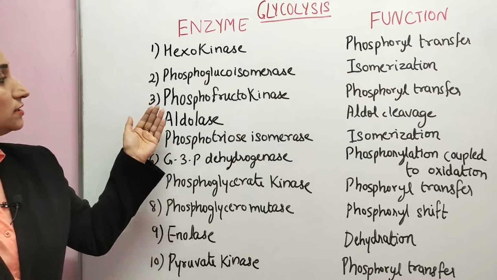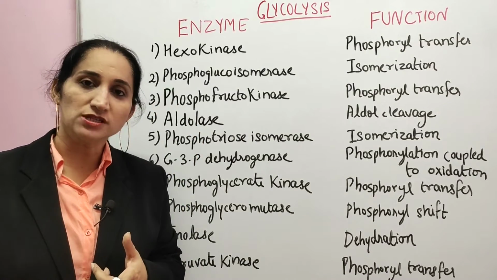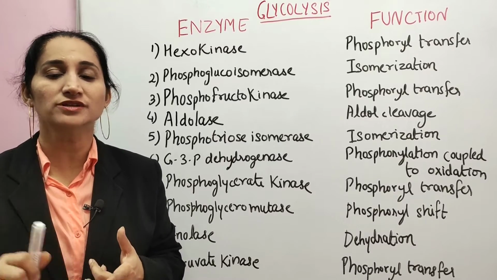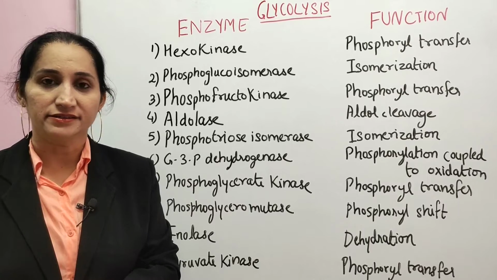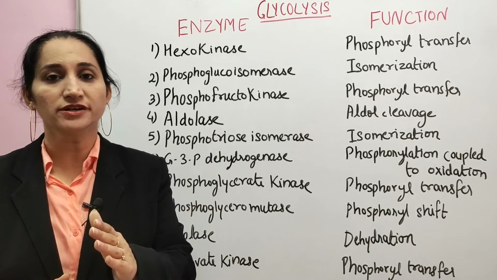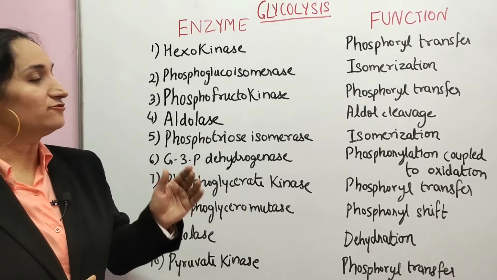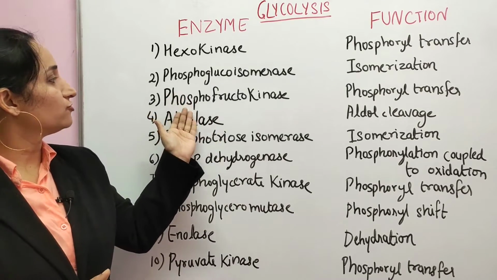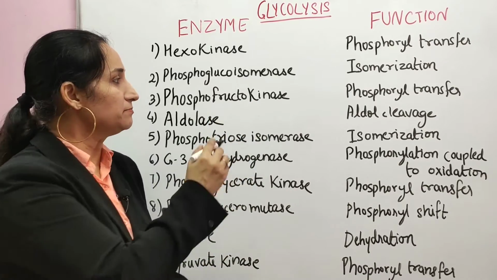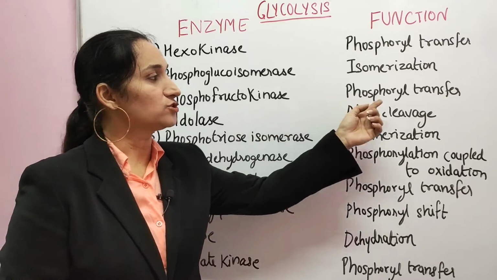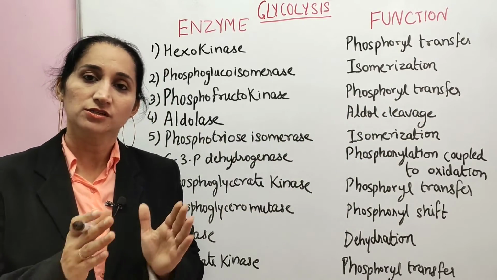Now let us move to the third enzyme. In glycolysis, the third step was fructose 6-phosphate being converted into fructose 1,6-bisphosphate. Means one more phosphate was added to it. So we should say fructose 6-phosphate was phosphorylated to fructose 1,6-bisphosphate. And the enzyme which catalyzed this reaction was phosphofructokinase. What is the function of kinase enzyme? The function of kinase enzyme is phosphoryl transfer, means it is adding the phosphate to a molecule.